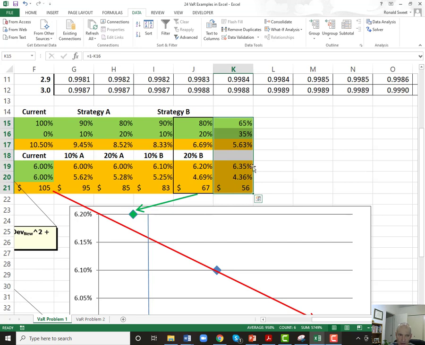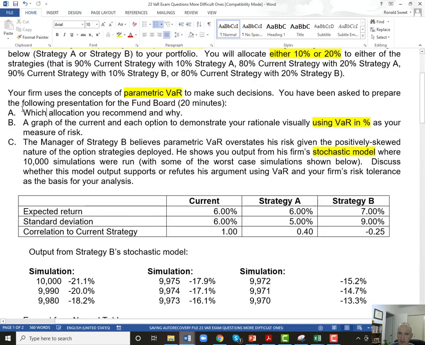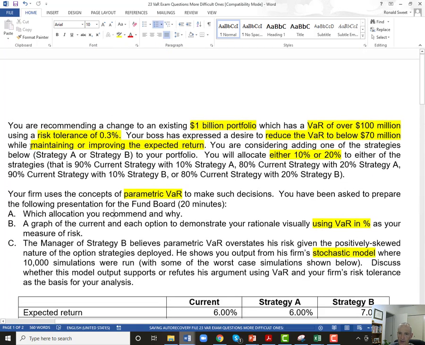So if we go back to the problem, the first thing we asked is which allocation would you recommend and why? So we're going to recommend the current strategy with 20% in B. The reason is you meet her criteria. It's the only strategy that maintains and improves return. Now, all 4 of your options did that, but this one actually improves your return, and it's the only one that gets your VAR below 70 million.